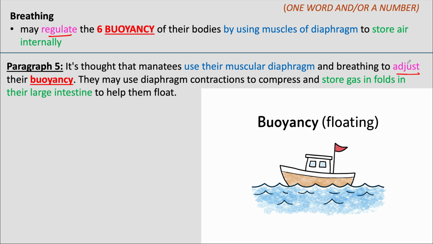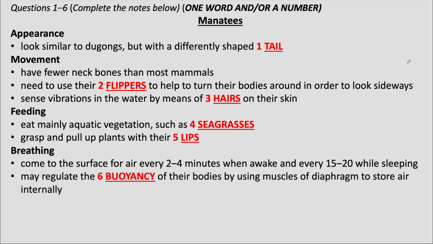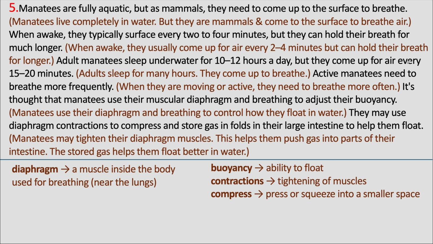Buoyancy means the ability to float. This is something you may have studied in basic physics. It explains why boats or ships float instead of sinking. So, here manatees use breathing and their diaphragm to control how they float in water. The answer to question 6 is buoyancy. Here are meanings of each sentence from paragraph 5. Pause here if you want to understand it in detail.